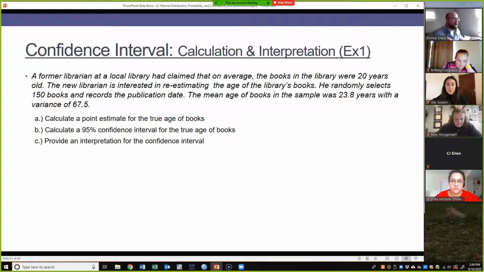Now, Riley, how confident am I that the actual true average age of books in this library is exactly 23.8 years?